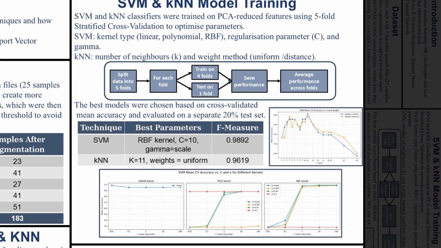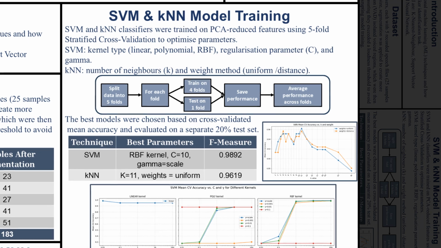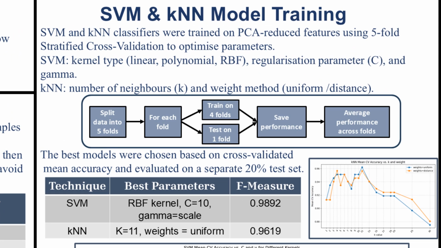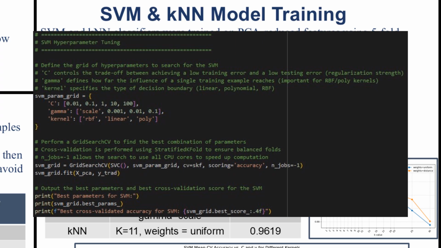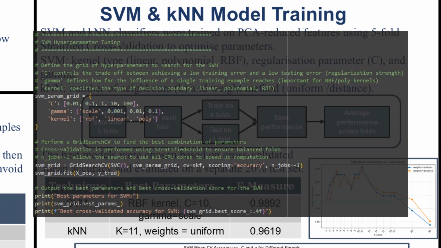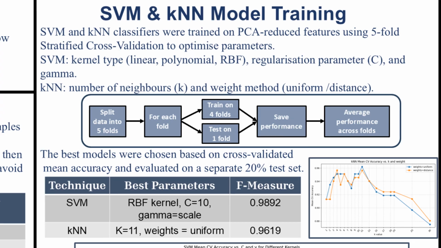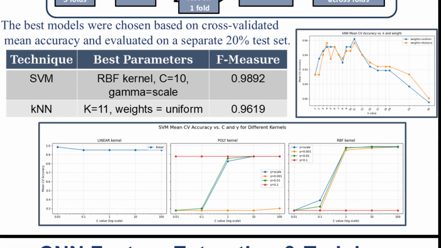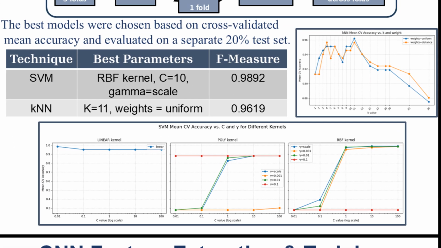Both SVM and KNN were trained using stratified 5-fold cross-validation. For SVM, I tuned the kernel type and the C and gamma values. For KNN, I used different values of K and both uniform and distance-based weighting. Hyperparameter tuning was done using grid search, and the best models were then tested on a held-out 20% test set.